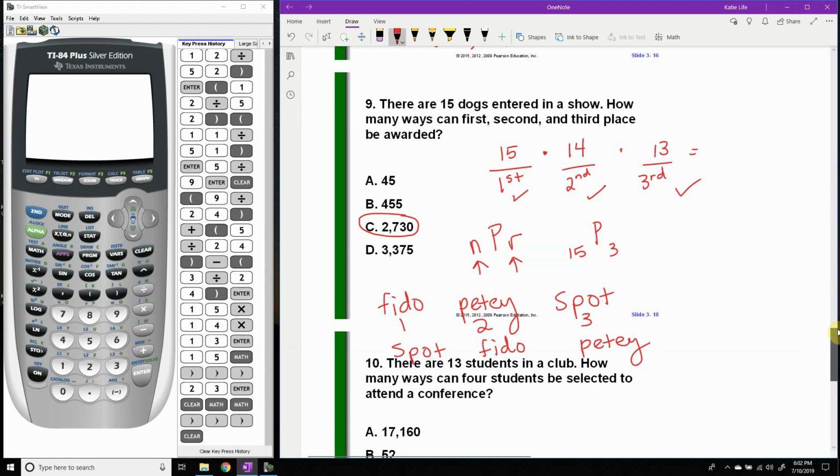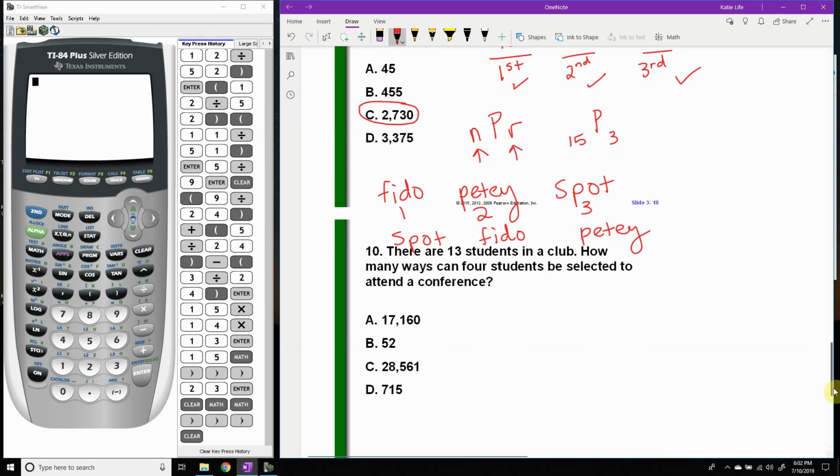In this situation, in number 10, we're talking about just 4 people in a group, right? The way that a group of people attends a conference doesn't matter, right? Whether we say that Kim, Ben, Allie, and Alex attend the conference, it's not any different to say Alex, Kim, Ben, and Allie attend the conference, right? Just because I list the names in a different way doesn't make it a different group, right? In this case, we're just talking about a collection of people. So this is a combination.